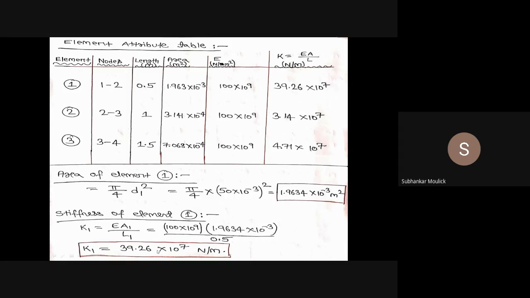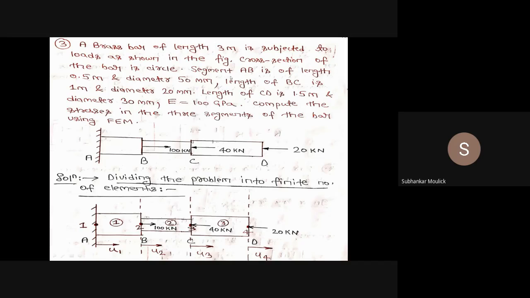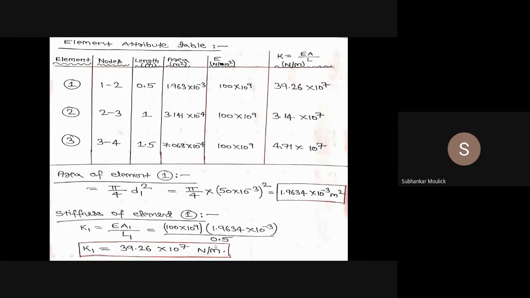If I compute the stiffness of element number 1, it will be E into A1 by L1. E is given, that is 100 into 10 to the power 9, into A1, which we have already calculated for the first element as 1.963 into 10 to the power minus 3, divided by L1. L1 means the length of the first element. It is given in the problem that segment AB is of length 0.5 meter. So L1 is 0.5 meter, and if you solve this expression, you will get the stiffness for the first element, which is coming out to be 39.26 into 10 to the power 7 Newton per meter.